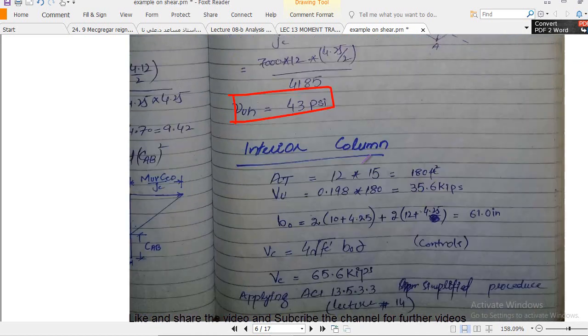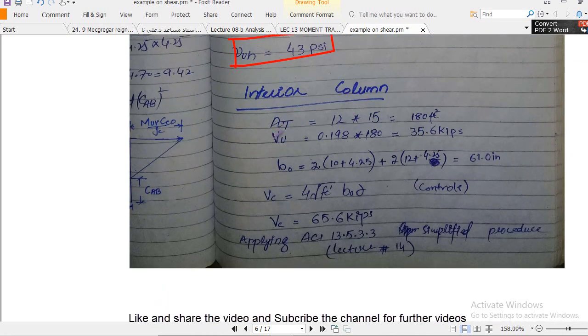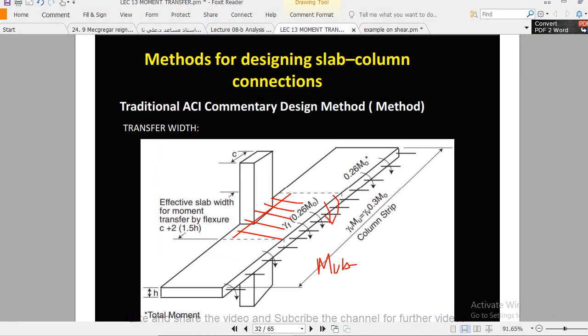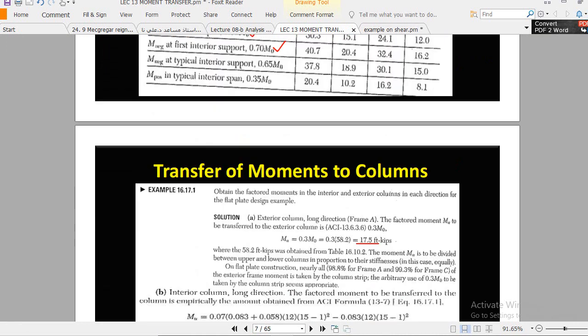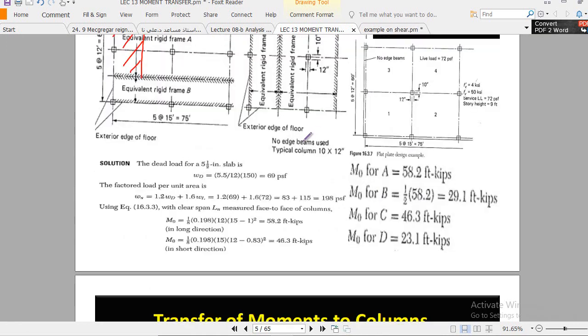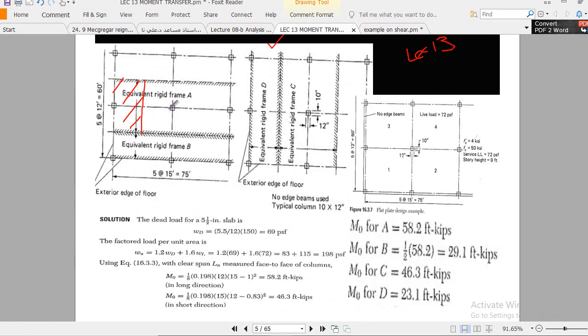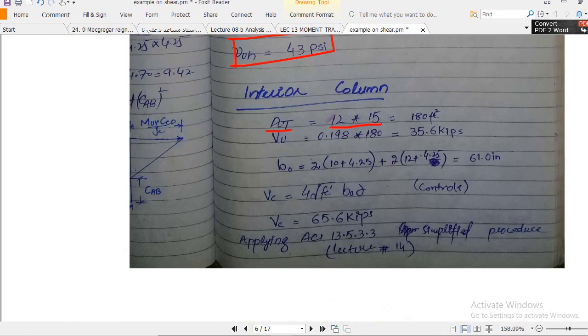The next is my interior column. In the case of the interior column, the tributary area will be 12 by 15. You must know that this is my interior column. This panel is 15, this panel is 15, and this side is 12 feet. So that's why 15 into 12 is my tributary area.